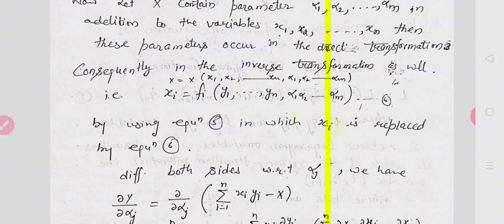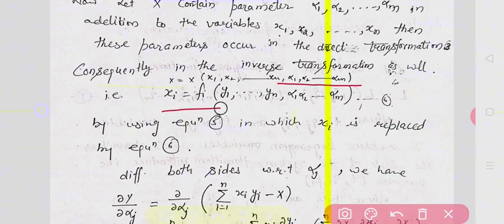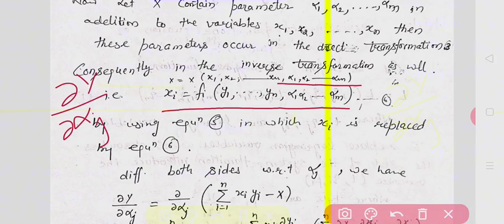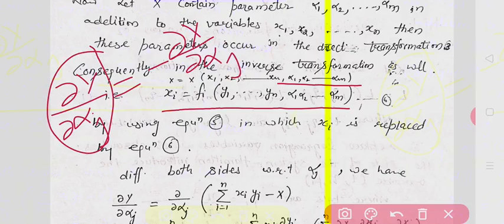So what we have is capital X as a function of x1, x2, x3, ..., xn and alpha 1, alpha 2, ..., alpha m, and we have said that xi is a function of y1, y2, y3, ..., yn and alpha 1, alpha 2, ..., alpha m. Now, again you have to find curl y over curl alpha j, and you have to prove that this will be equal to minus of curl x over curl alpha j, right? So we will calculate this first.